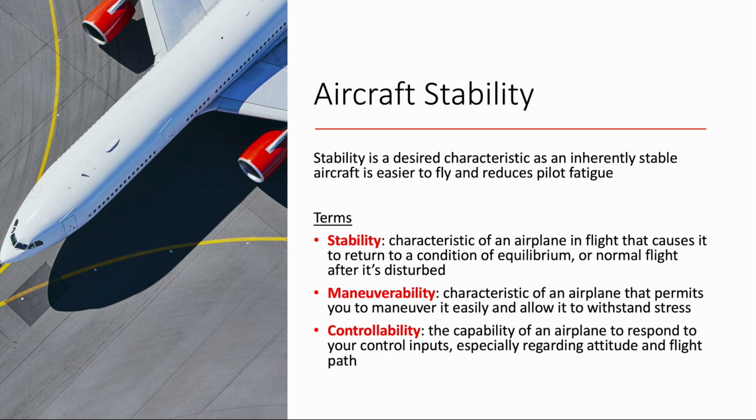Okay. So next we'll get into aircraft stability. There's a few different definitions to get into and different types of stability. Stability refers to a design characteristic that makes an aircraft easier to fly. It reduces pilot fatigue, it's more stable. It returns back to equilibrium in case of any sort of disruption. If you hit turbulence or some wind blows you sideways, it's going to return to being balanced.